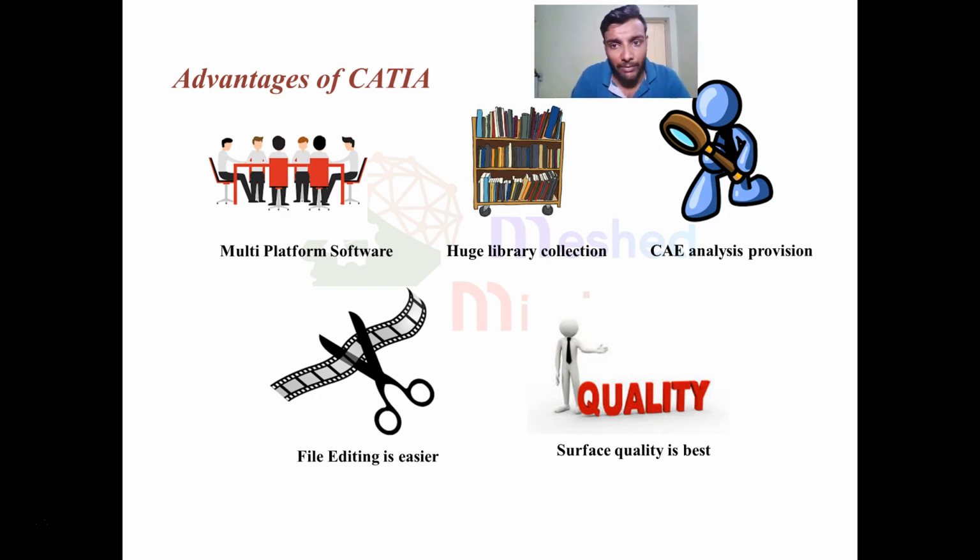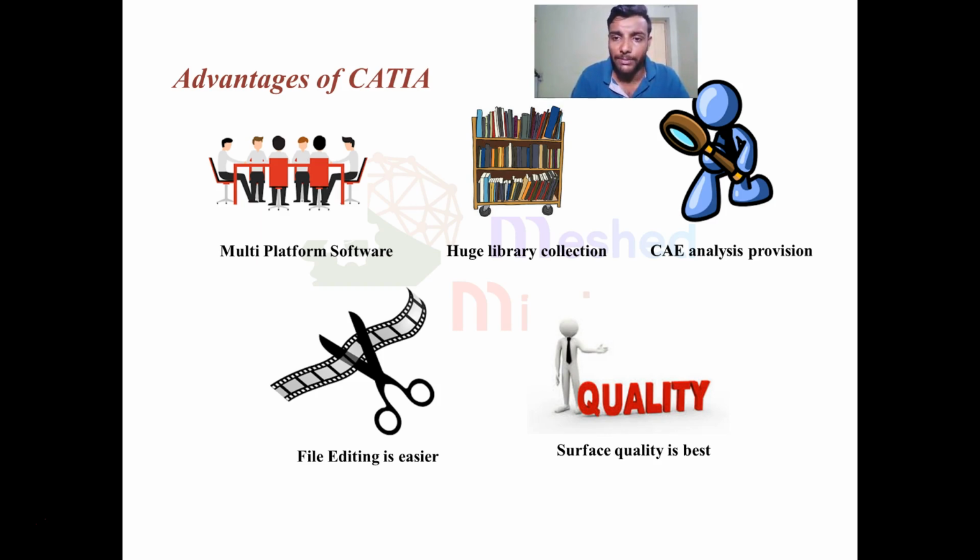After the product has been developed, as we saw in the previous slides, you can do a DMU analysis, which is a digital mock-up analysis, where you can do FEA or even CFD analysis up to some extent. So this gives you an opportunity to complete the life cycle of a product from the stage of modeling till analysis, and probably find out where the component is likely to fail. And then file editing is going to be really easy.